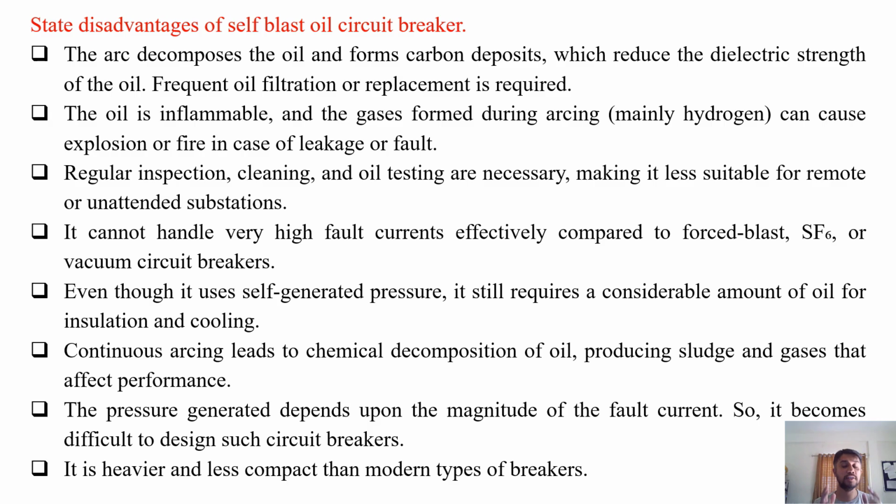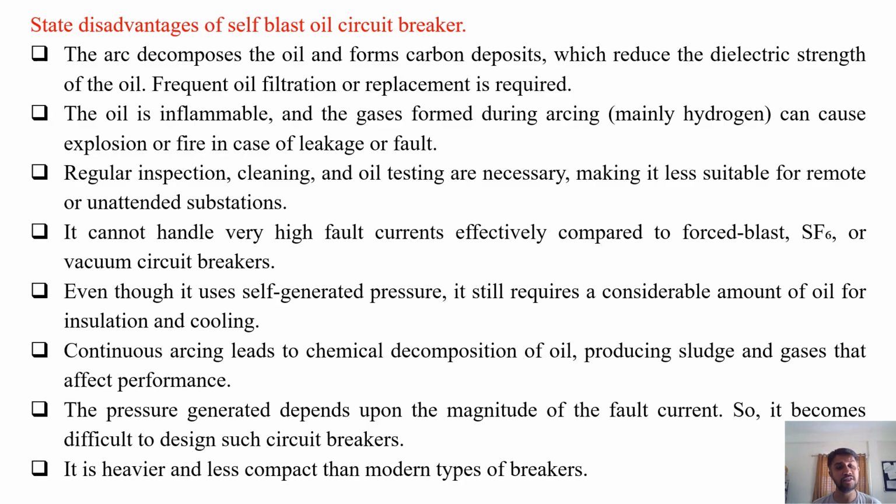The arc decomposes the oil and forms carbon deposits, which reduces the dielectric strength of the oil. So frequent oil filtration or replacement is required. Now the oil is inflammable and the gases formed during the arcing, mainly hydrogen, can cause an explosion or fire in case of leakage or fault. Regular inspection, cleaning and oil testing are necessary, making it less suitable for remote or unattended substations. It cannot handle very high fault current effectively compared to forced blast, SF6 or vacuum type circuit breakers.